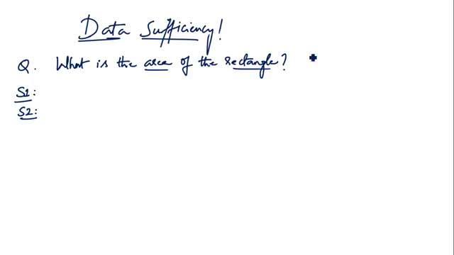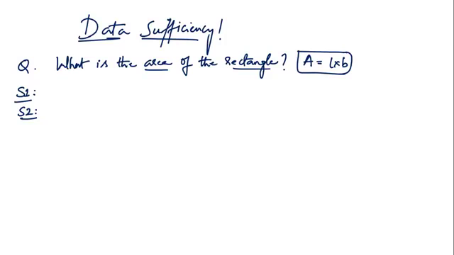Now, what is the area of a rectangle? We all know that the area of a rectangle is equal to L into B, length into breadth, right? Area of a rectangle is length times the breadth, the product of length and breadth. Now, any time you get a question on data sufficiency, the first thing that you need to do is understand what all we need to solve the given question.